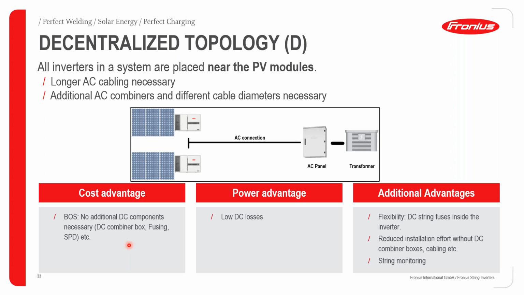Yeah, in terms of our cost advantage, we're looking at the balance of system cost, that's BOS. No additional DC components are necessary in this case, so you don't need a DC combiner box or fusing. And then for power advantage, of course, you have low DC cable losses because you're using shorter runs of DC cable. Additional advantages include flexibility in terms of DC string fuses, which are already available inside the inverter, reduced installation effort because you would not be using DC combiner boxes, and of course, availability of string monitoring.